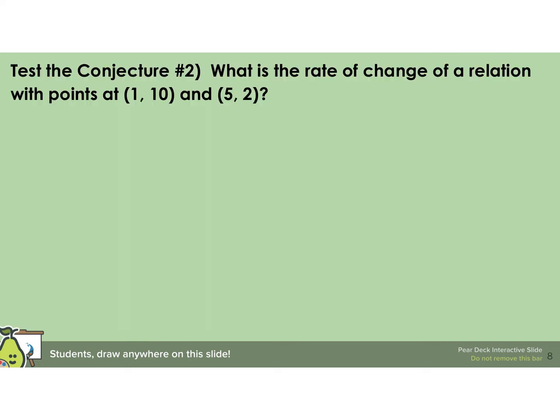Test the conjecture number 2. There is no picture, okay? But we still need to determine our rate of change, which just means our slope. x1, y1, label your points, please, always. x2, y2, slope formula. You're going to keep writing it until you have it memorized. And now we're simply going to plug in our numbers.